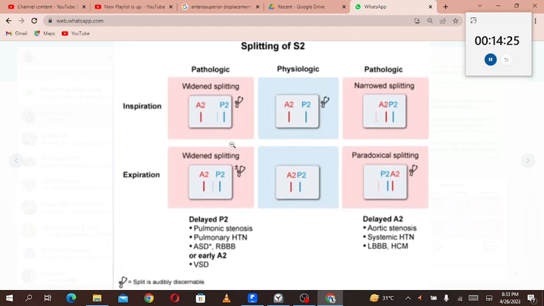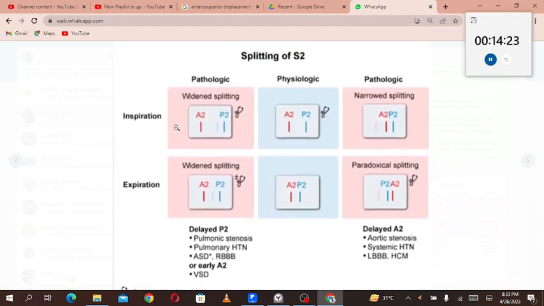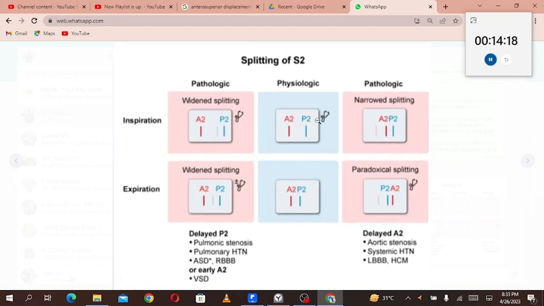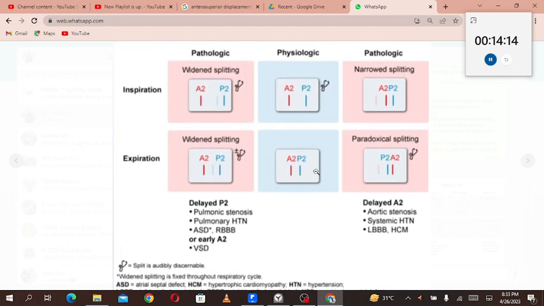If you can see in the picture, during inspiration, in the normal physiologic conditions, the P2 sound moves away from the A2 sound, and that comes back during expiration. That is a normal finding. But even in inspiration, if you are not a very pro doctor, you won't be able to listen to the split of the S2 sound. It normally is one sound.